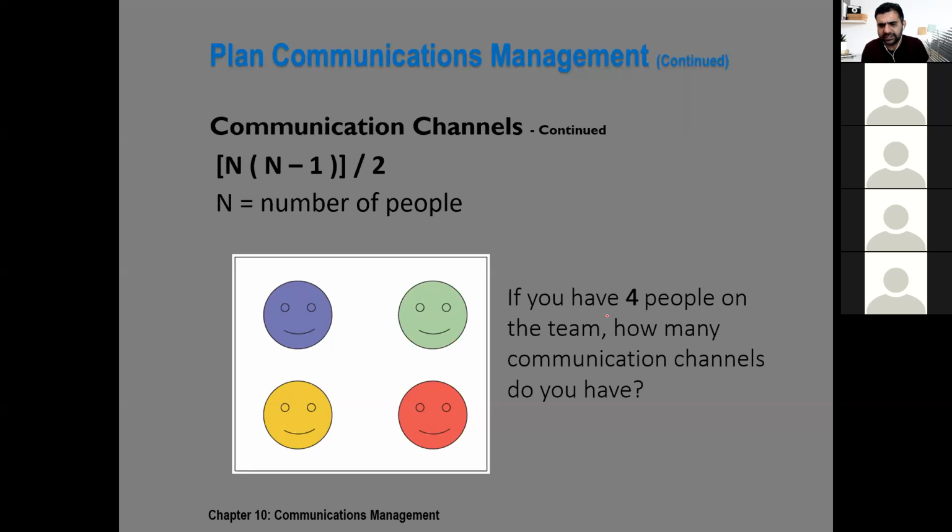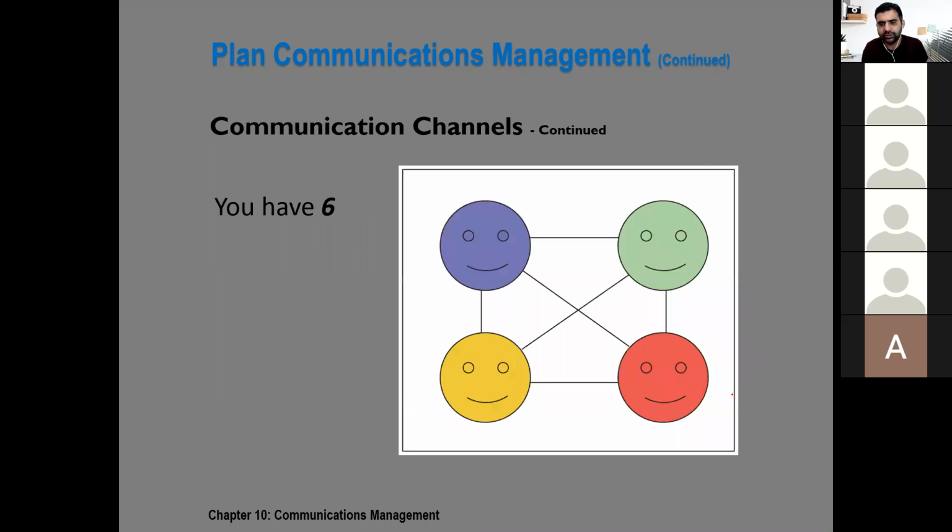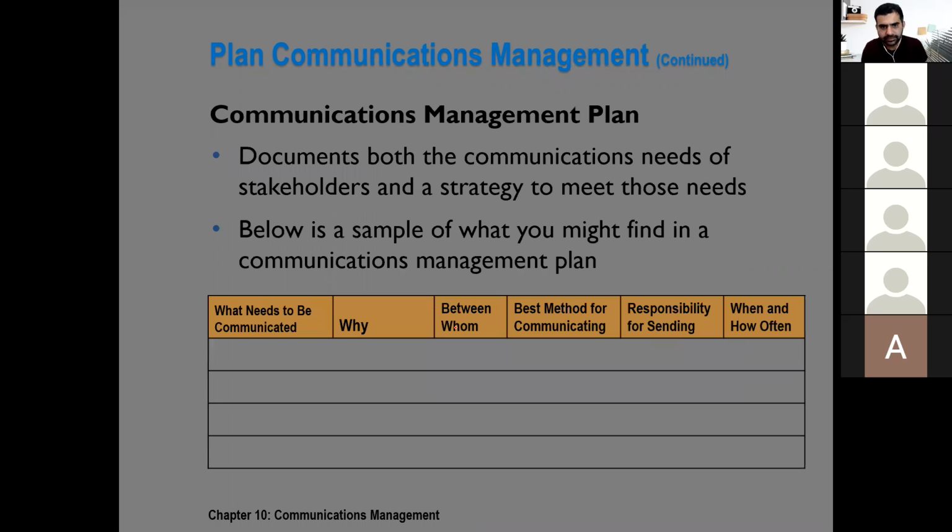Okay, here one example is given. Can you please tell me, if there are 4 people, how many communication channels will be there between them? Is that 6? Yes. So 6 communication channels, and you can see those communication channels here.